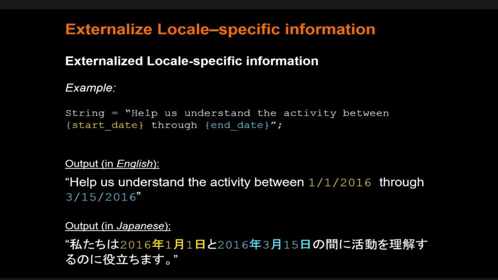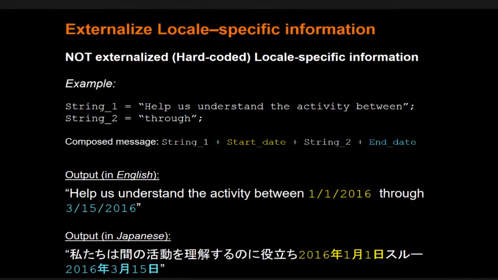This is very helpful for languages like Chinese, Japanese, Korean, or even Spanish sometimes, where the sentence construction is very different to the English one. Let's see how it looks if it's not externalized. It's like this. This is when it is hard-coded.